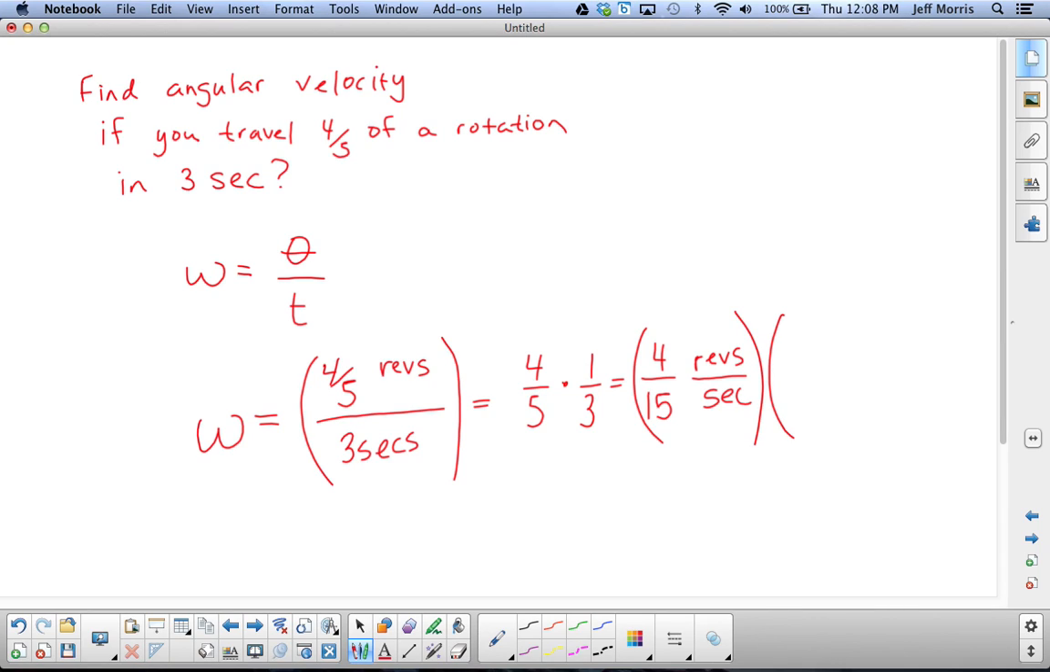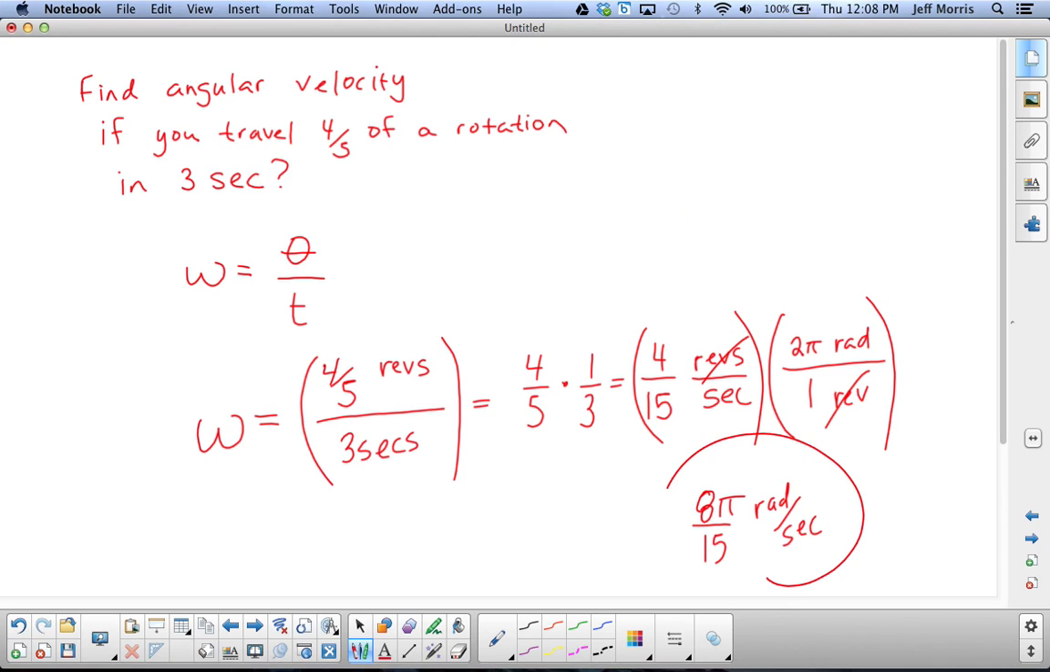Okay, convert the revs. How do we do it? If we want revs to cancel, where's it got to go? On the bottom. What do we want on top? What's the conversion between revs and radians? 2 pi radians per what? 1 revolution. Revs cancel. Let's multiply this puppy out. What are we going to get? 8 pi over 15 radians per second. There is your angular velocity.